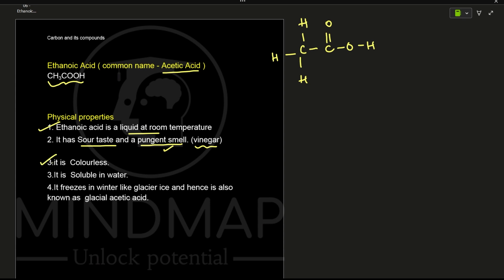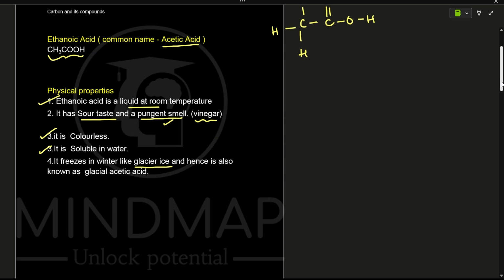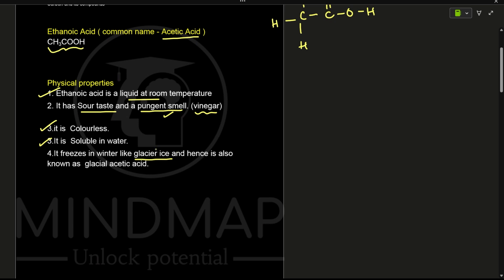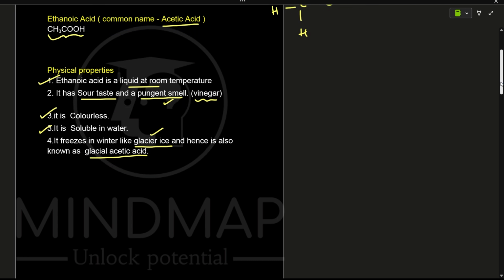Ethanoic acid is colorless. It is soluble in water. It freezes in winter like glacier ice. अच्छा, glacier ice कैसी होती है? एकदम white है ना, एकदम वैसी ice. When you freeze ethanoic acid, तो glacier ice के जैसे it will get frozen. ठीक है? And hence it is also known as glacial acetic acid. यहाँ से उसका नाम पड़ा ये.